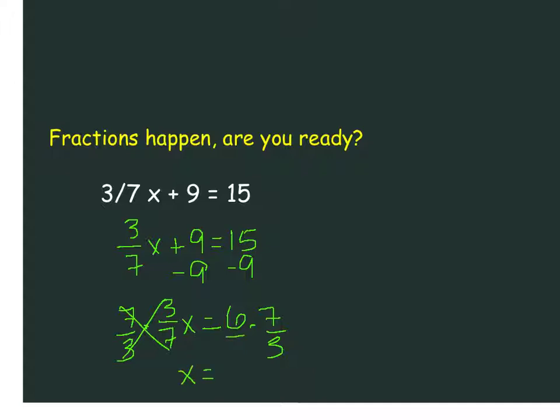On this side, let's put 6 over 1. So we have a 3 on bottom, 6 on top. That goes in twice. So we have 2 times 7 is 14. So our answer is 14. So the fraction ended up disappearing. However, don't count on that. That doesn't always happen.